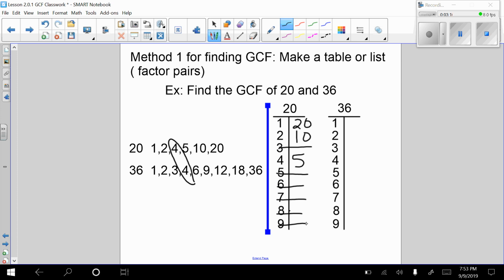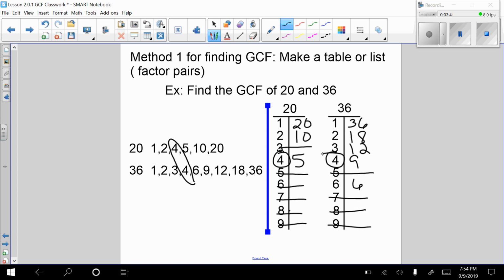Same thing for 36. 1 times 36 equals 36. 2 times 18 equals 36. 3 times 12 equals 36. 4 times 9 equals 36. 5 doesn't work, so we could cross that out. And 6 times 6 equals 36. And we're at a number that I began at, so I can cross everything after it off. Again, looking at both sides of my list, I can see that 4 is the greatest common factor of 20 and 36.